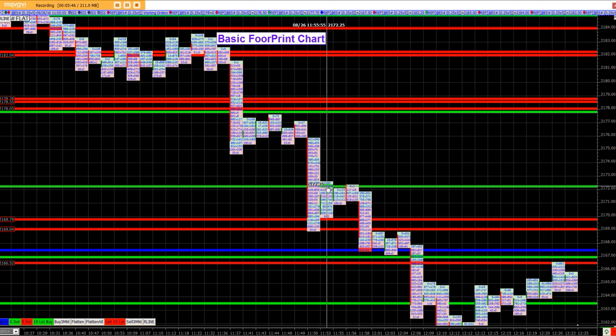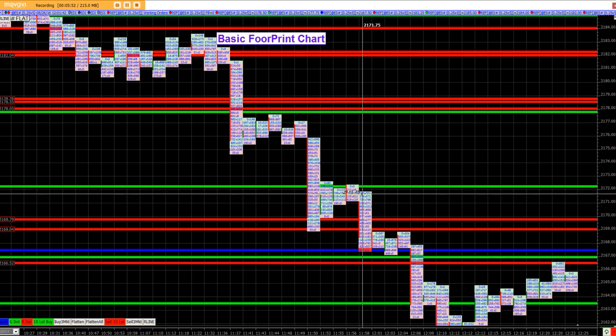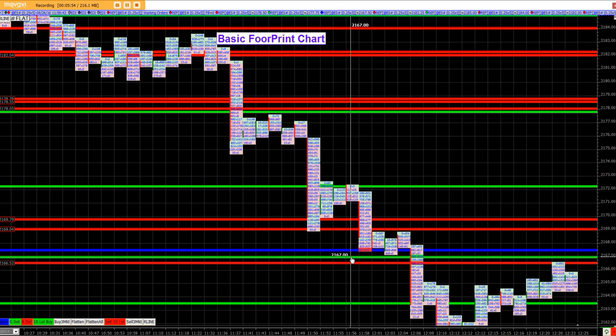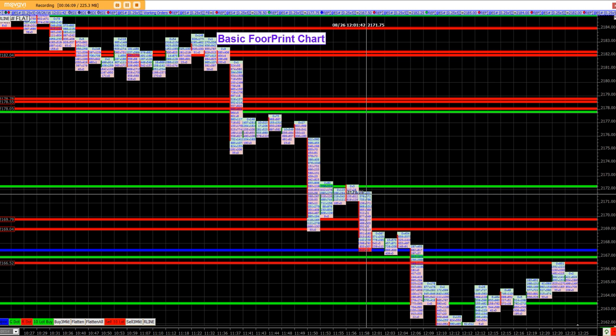You had a lot of buying right here, quite a bit of buying, and you came down, you came right back up to it, and you broke hard again to the downside. Now, the reason I have this line blue is because this selling came in right at the low of that bar. So if you get selling or buying near the top or the bottom of a bar, it's going to have more of an impact on price.